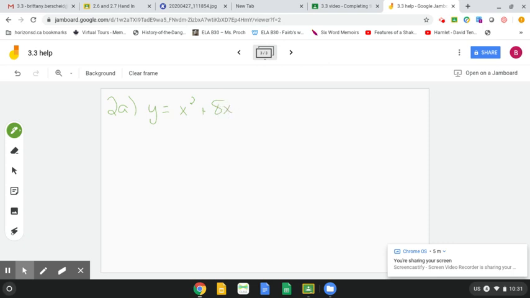Step 1 says isolate the terms involving x. These are the ones that have an x in them, so I did that. Step 2 says factor the coefficient off of the x squared term. Let's look at that x squared term. Is there any number in front? No, so we don't have to do that step. We leave that step alone.